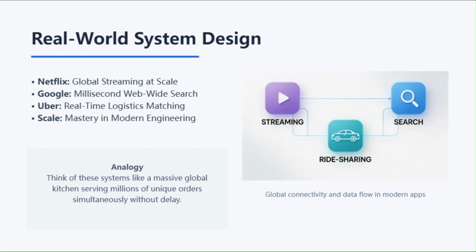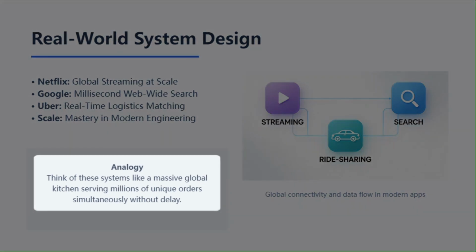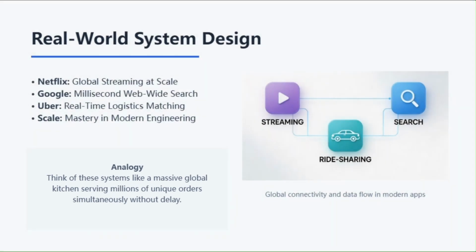Uber is a perfect example of real-time coordination. The system has to match thousands of drivers and riders instantly while calculating traffic, pricing, and optimal routes. It's like managing a global fleet of taxis with a single, highly efficient brain. That analogy of a global network is spot on. Every major app you use is a masterpiece of engineering. Now, before we look at how to build them, let's reflect on the apps we use daily and the complexity hidden behind their simple interfaces.